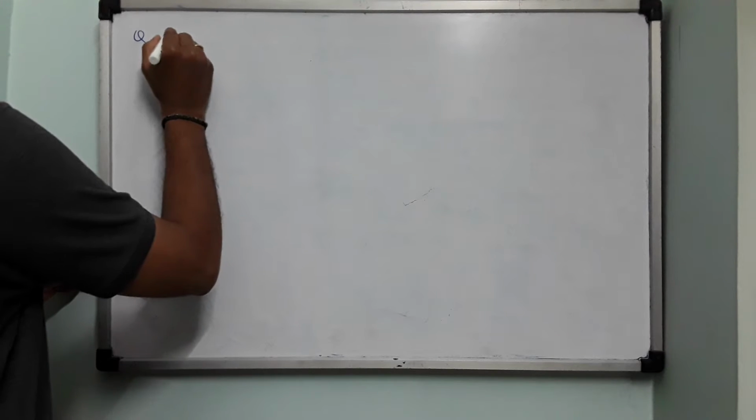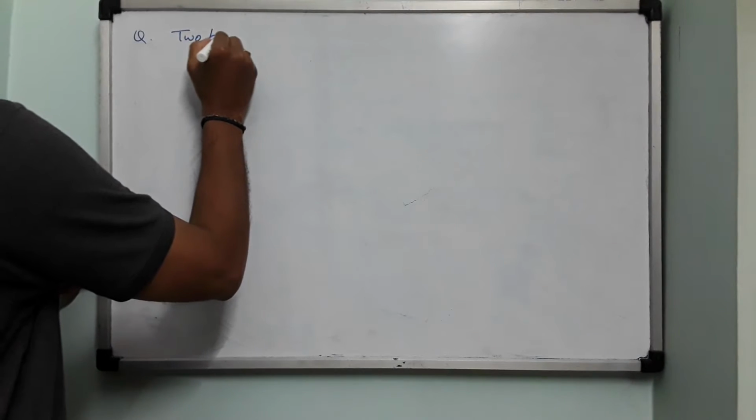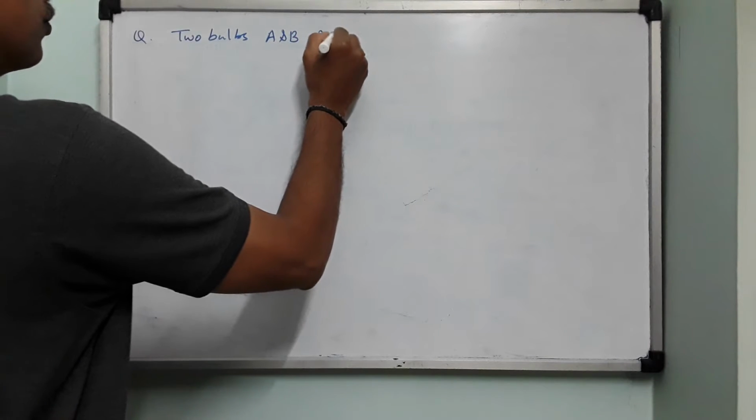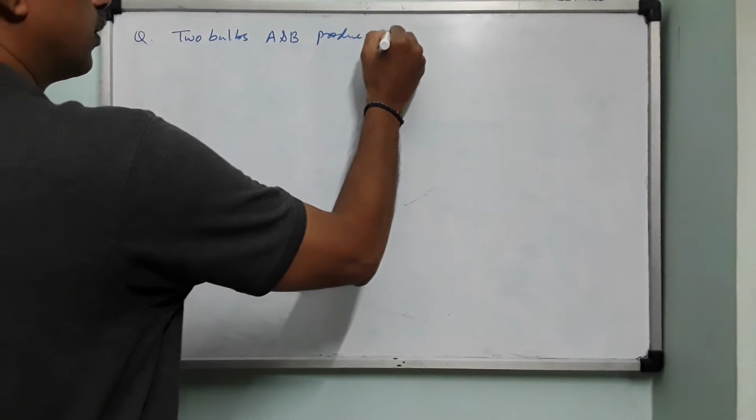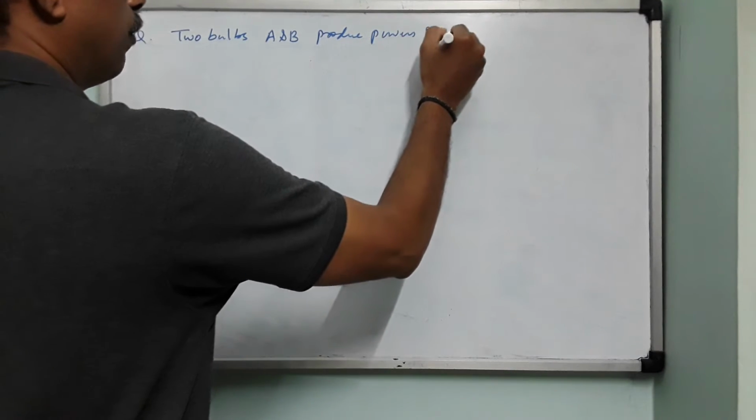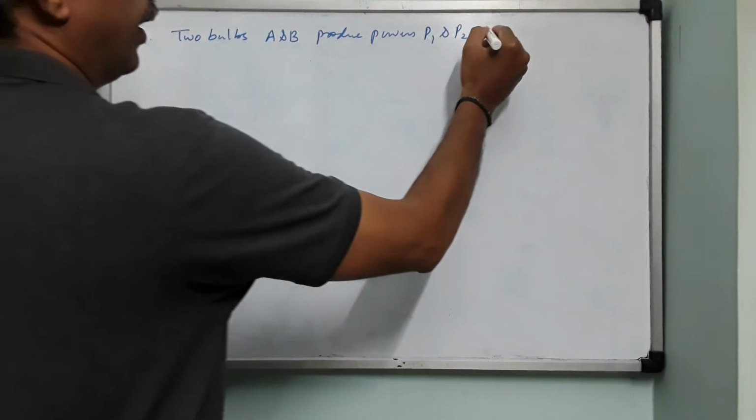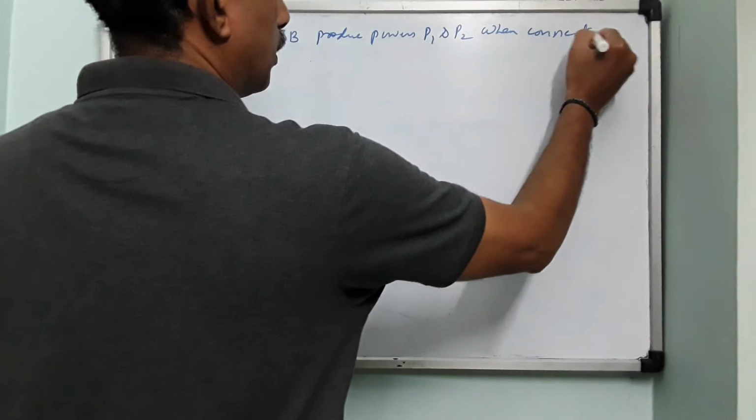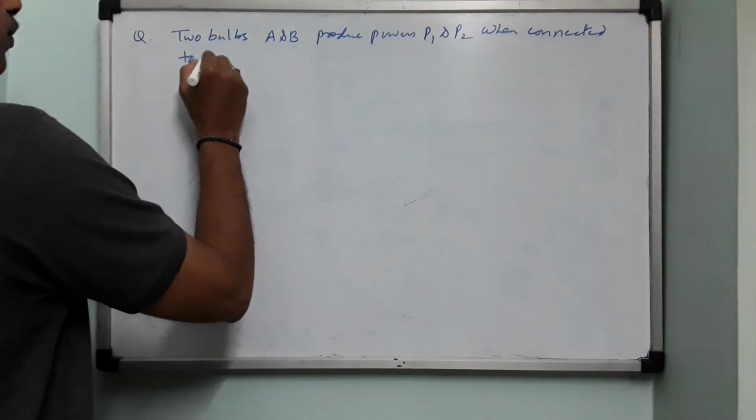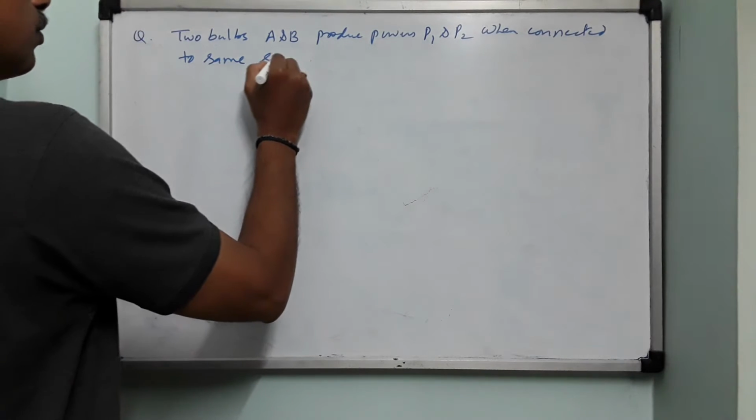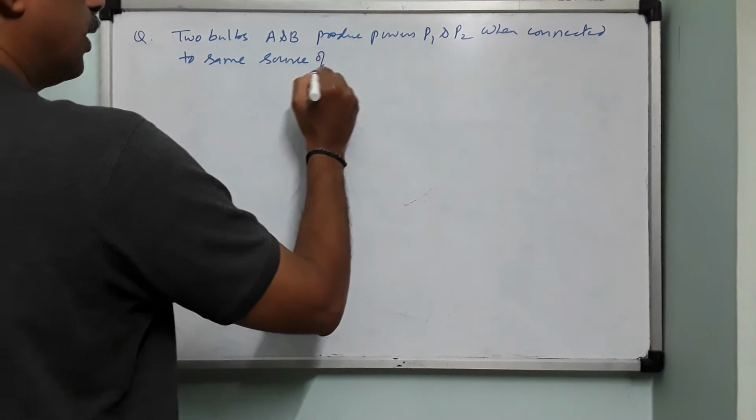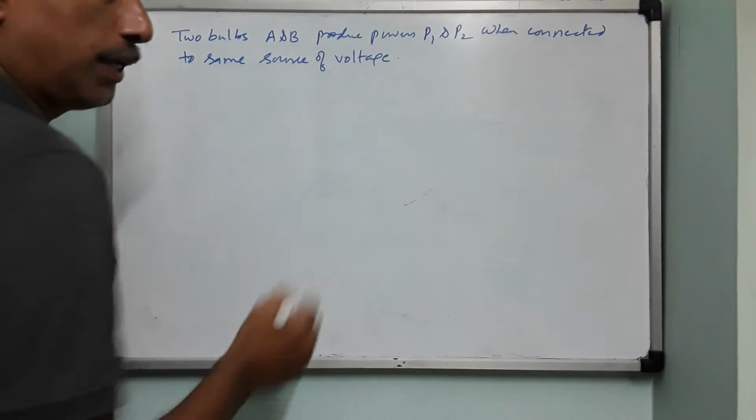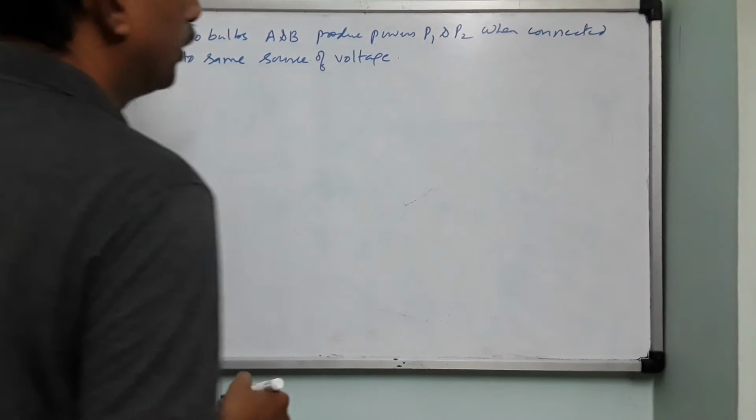Now two bulbs A and B produce powers P1 and P2 when connected to the same source. What is the source? Let us be clear: the same source of voltage. That is the 220 volt we have seen on the bulb. That is called the source of voltage.